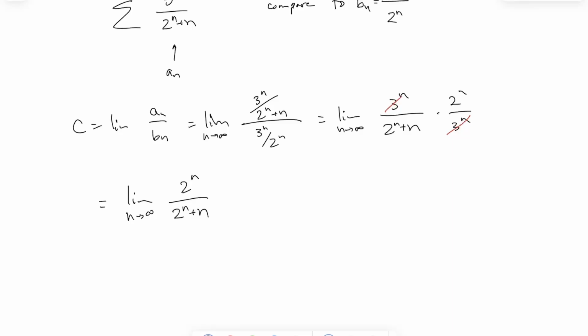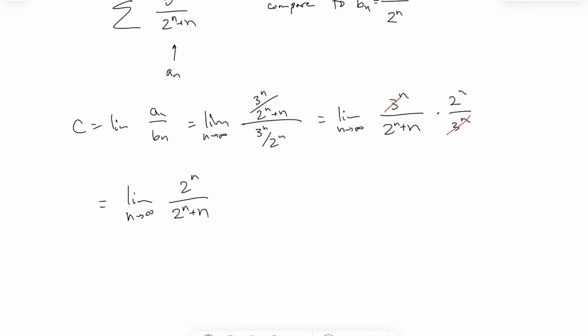And how shall we find this limit? I don't see powers of n. Ordinarily I would divide out by the biggest power of n. I think in this case you could divide everything by 2 to the n, because I consider that to be the dominating term. Or you could use L'Hopital's rule here, which I think might be a little bit better.